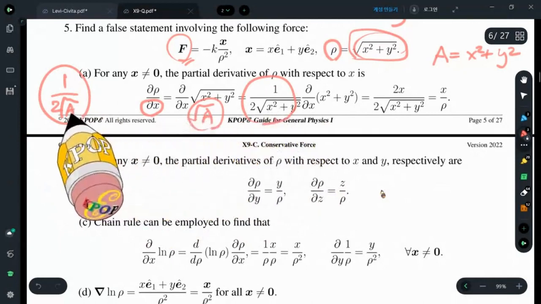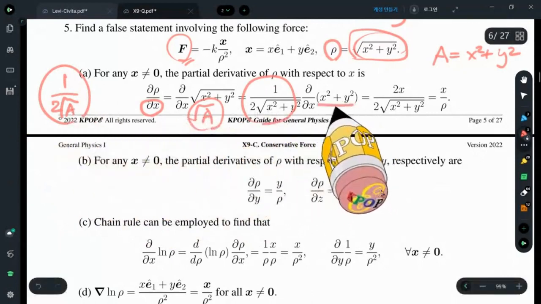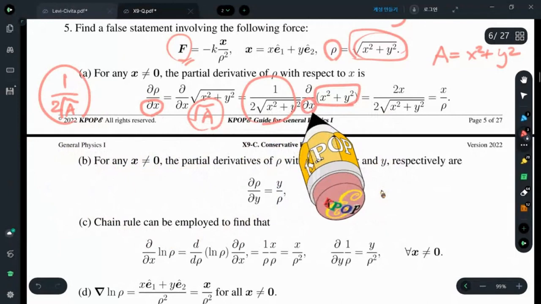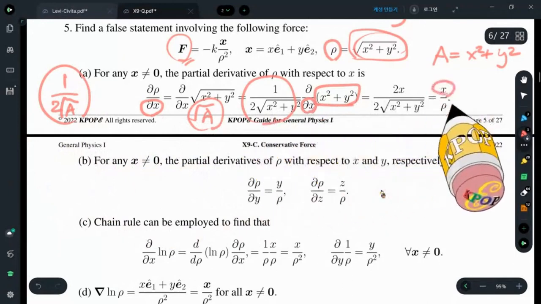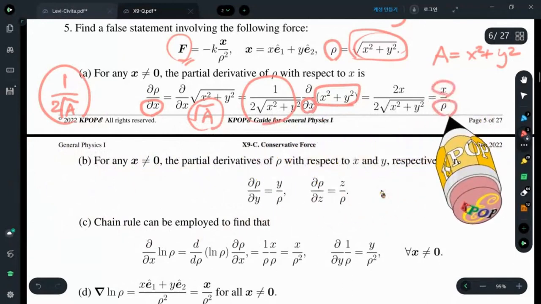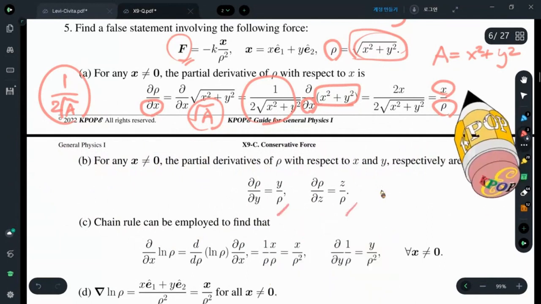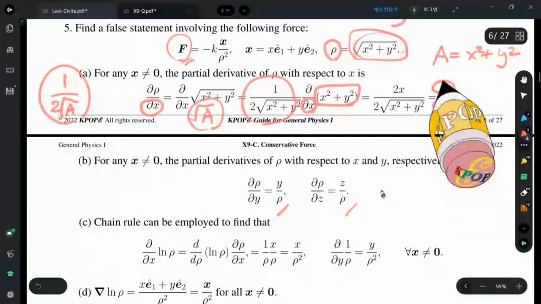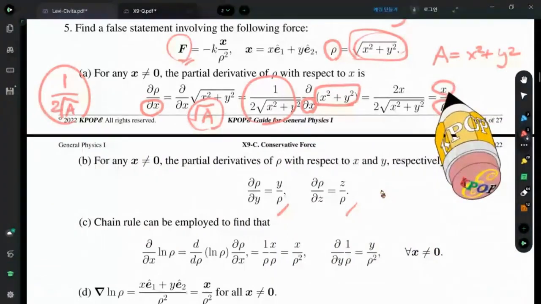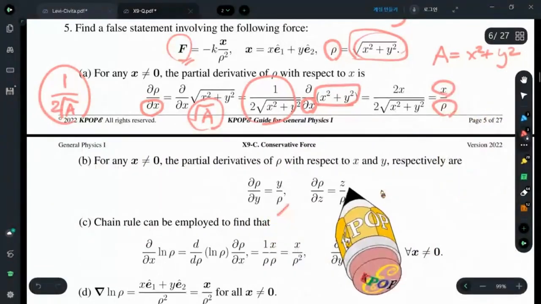And then I take the derivative of a with respect to x. The answer is x over rho. In a similar manner, y derivative and z derivatives are identical to this one, except that I replace this x with y and z.